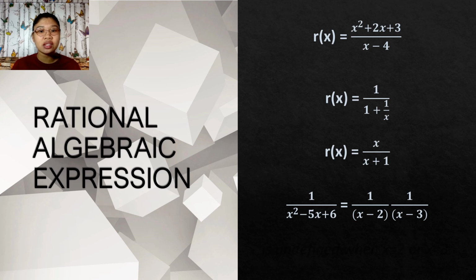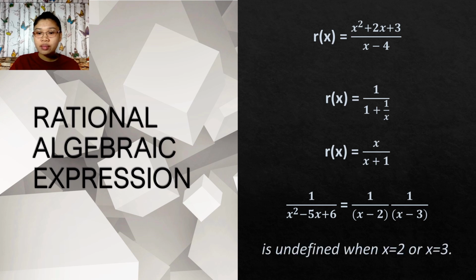If the denominator is 0, for example, the rational expression again 1 over x squared minus 5x plus 6, by factoring it we will have 1 over x minus 2 multiplied by 1 over x minus 3. So this rational expression is undefined when x is equal to 2 and when x is equal to 3.